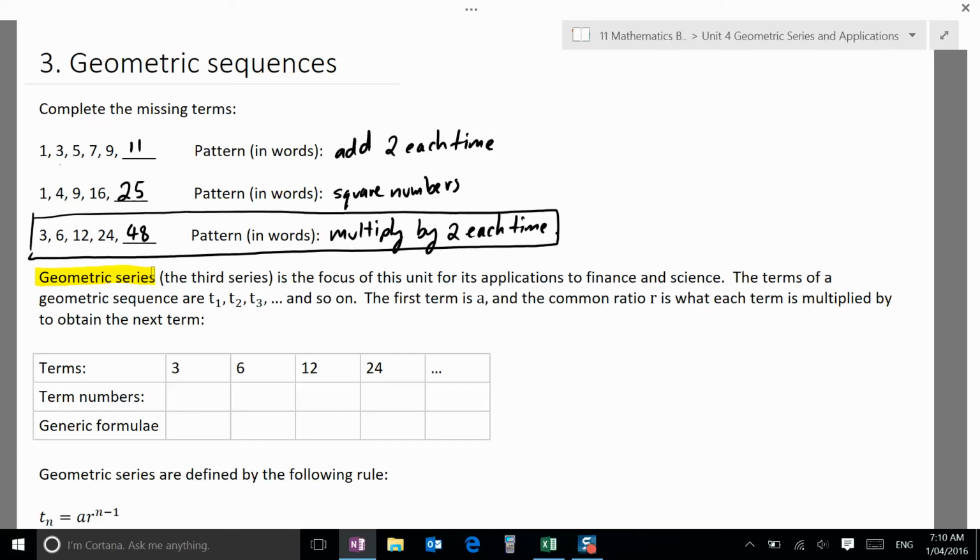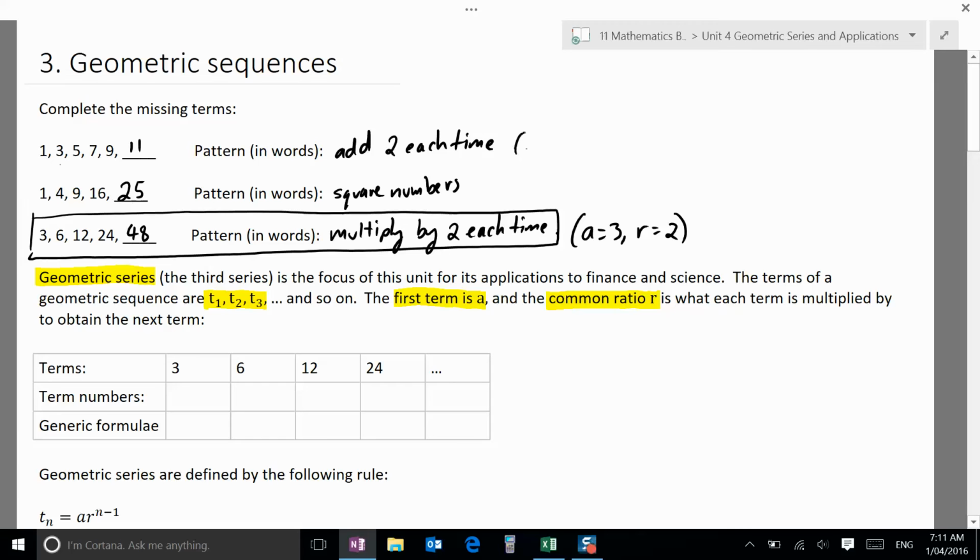So the idea is that the terms are T1, T2, T3, etc. as we go on. There's no T0. We start at T1. The first term is A, and the common ratio is R, the common ratio being what we're multiplying by each time. So in this circumstance, A equals 3, R equals 2. Just to help us set up the formula.